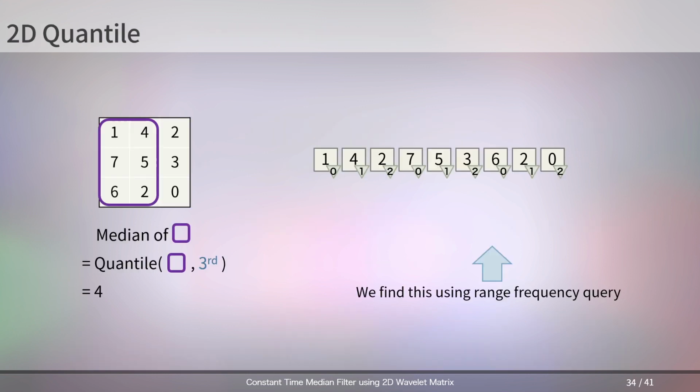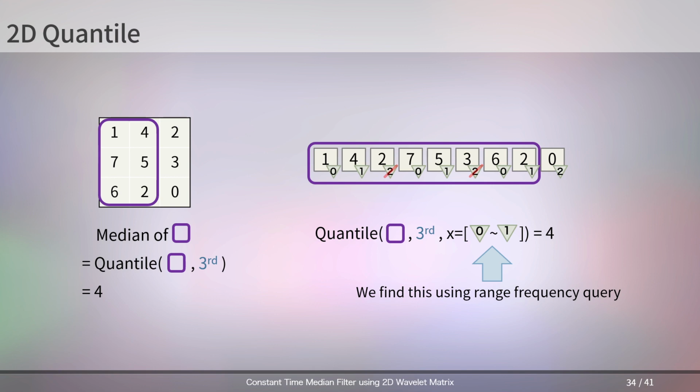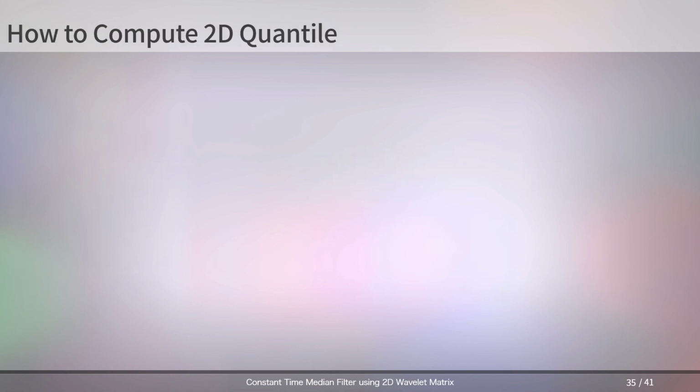Next, let's see how to find 2D quantile. 2D quantile finds the kth number in a given interval. By using this, we can compute the median filter. Now let's take a look at the calculation in practice.